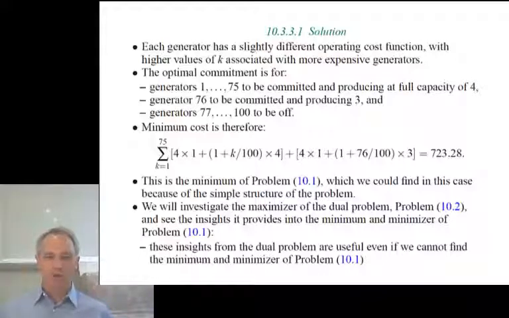In general, unit commitment problems, particularly when we have realistic cases with more than one interval and transmission constraints, are a whole lot more complicated than this. But in the case of this very simple problem, we can just, by inspection, figure out the solution. We're also going to consider the maximizer of the dual problem, and we'll see how it provides insights into the minimum and minimizer of problem 10.1. And let me emphasize that these insights can be helpful from an economic intuition perspective, even if we can't find the minimum and minimizer of problem 10.1.